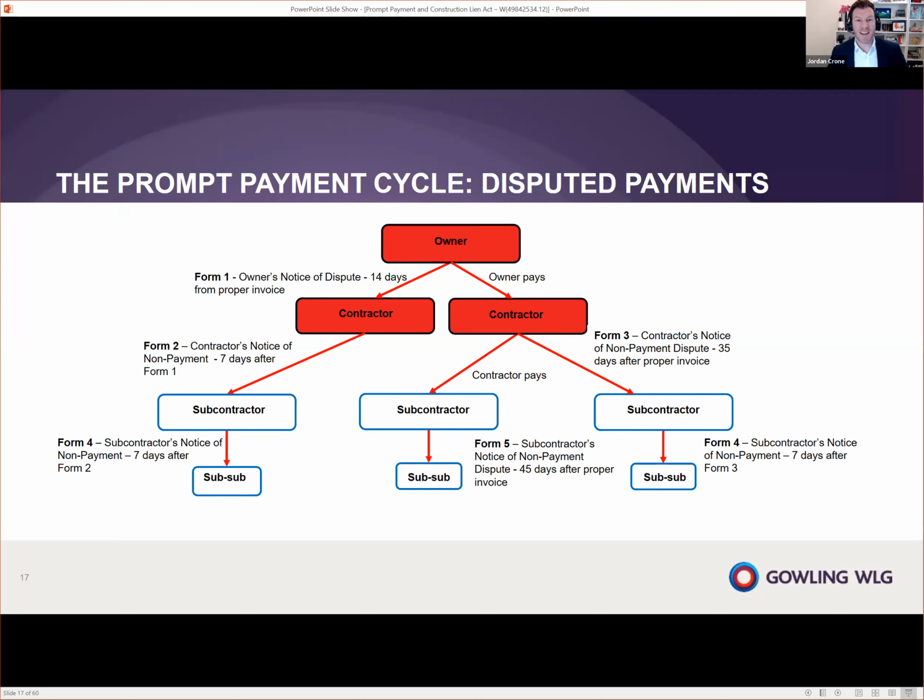Let's look at the right side of our chart. So this is where the owner does pay. Now, if the owner pays the contractor in full for the proper invoice, the contractor may, in some instances, send that money directly down to the subcontractor. And if they do, there's no forms. The money's going directly down.